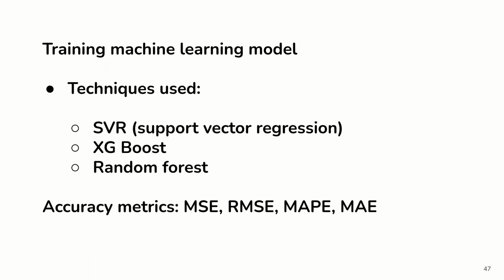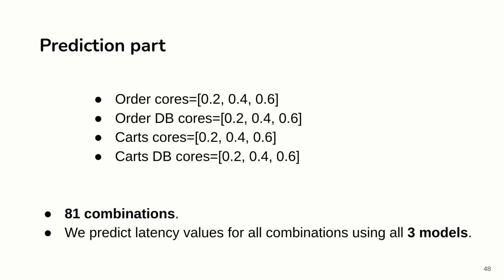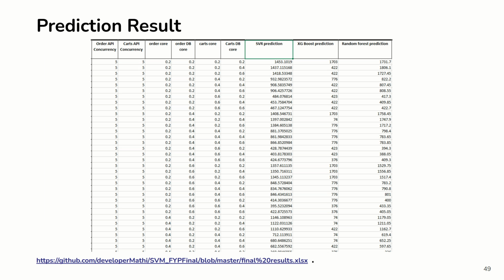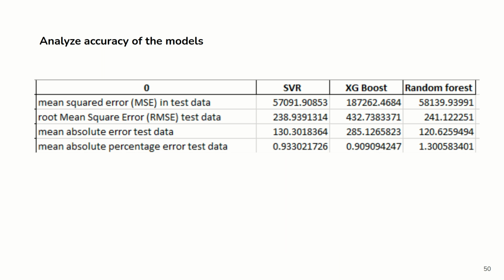After the test, we selected three machine learning models: SVR, XGBoost, and random forest, and we trained those models. And we predicted the latency values for those models. So this table shows, for each combination of core allocations, what the predictions are for the three models. After that we got the accuracy of each model. Among them SVR shows good accuracy, so we selected SVR as our final model.